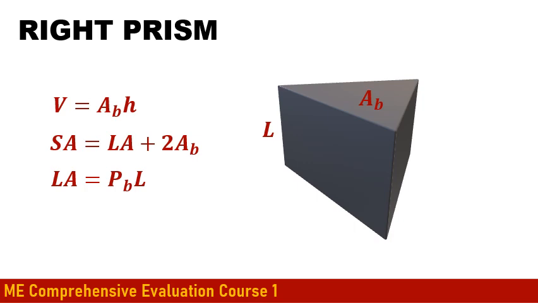The surface area is equal to the lateral area plus twice the area of the base. So the lateral area is equal to the area of these lateral sides here. Then you add the area of the two bases. The lateral area, on the other hand, is the perimeter of the base multiplied by the lateral height. So the perimeter of the base can be computed using the formula for the perimeter, and then the length is represented by this length here, which is the perpendicular height. So that's for the right prism.